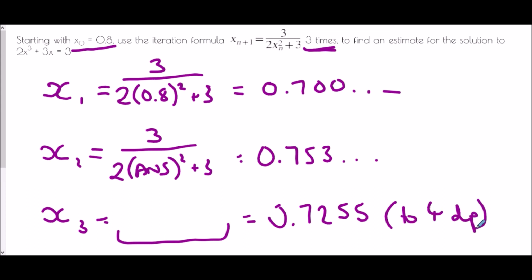And so what that's saying is that in this case we've improved our answer one iteration at a time. Our original answer would have said around 0.7, but then we've improved that to 0.75, but then we've improved it even further. So our best estimate at 3 iterations is 0.7255.